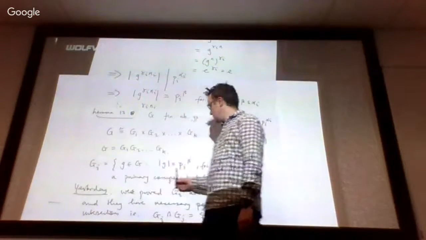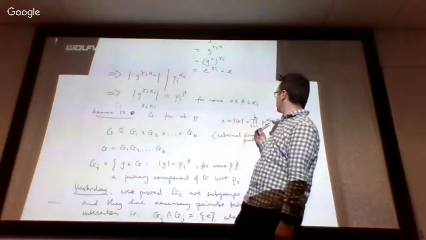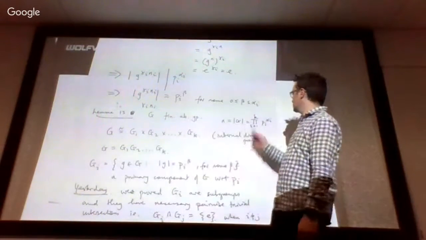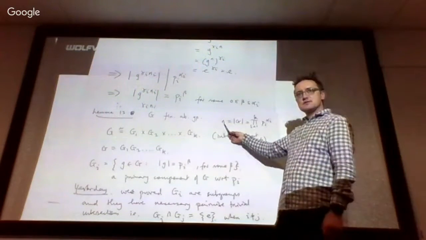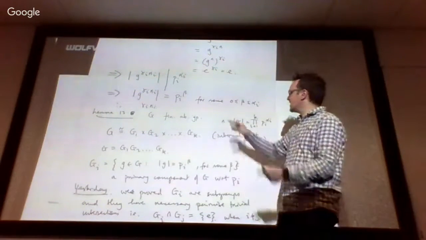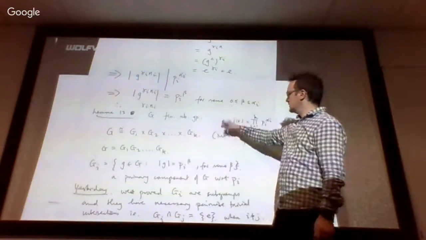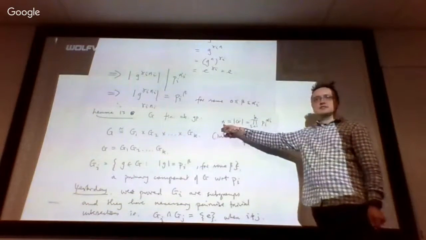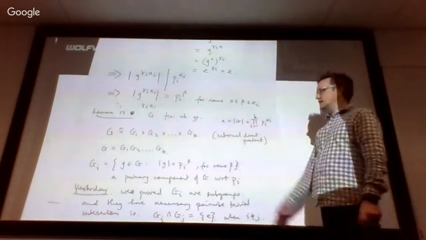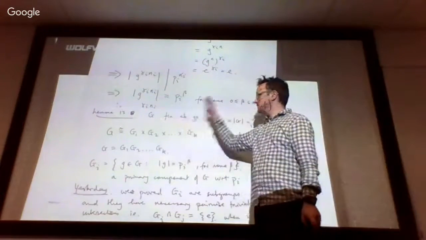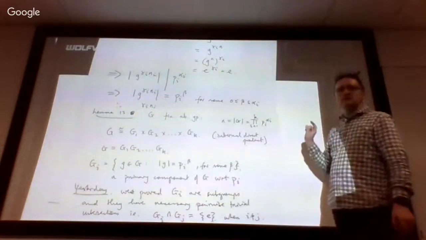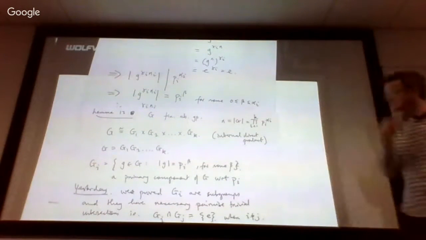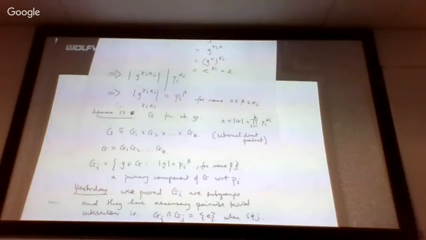So G1 is featuring the prime p1, the first prime that divides in the prime factorization of it. G2 is featuring the prime p2, whatever the second prime is that features in the prime factorization. So it all grows out of the order of the group and the primes that appear in the prime factorization of that. Then you've got one of these, what are called primary components, for each of the primes that appear there.